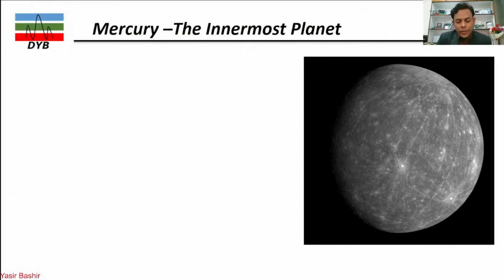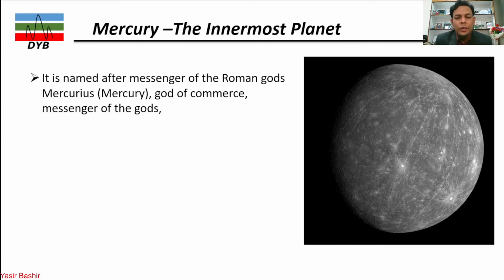As I mentioned, the first planet of the solar system, which is nearest to the Sun and comes into the inner planets, is Mercury. So what are its features? The name Mercury was given after the messenger of the Roman gods, Mercurius. Then it converted into Mercury, the god of commerce, and it also means the messenger of the gods.